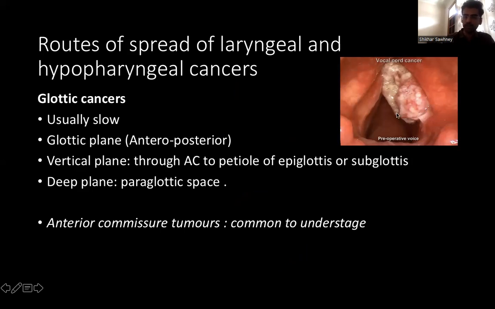Now, important here to note is that once the tumor goes to the anterior commissure area, it becomes a little notorious because we may clinically feel that it is a mucosal anterior commissure tumor. However, because the anterior commissure tumors are in close proximity to the Broyles ligament, tracking through the Broyles ligament, they can involve the thyroid cartilage at an early stage, and what we think is a mucosal T1 tumor might actually be a T4 tumor causing erosion of the thyroid cartilage anteriorly.